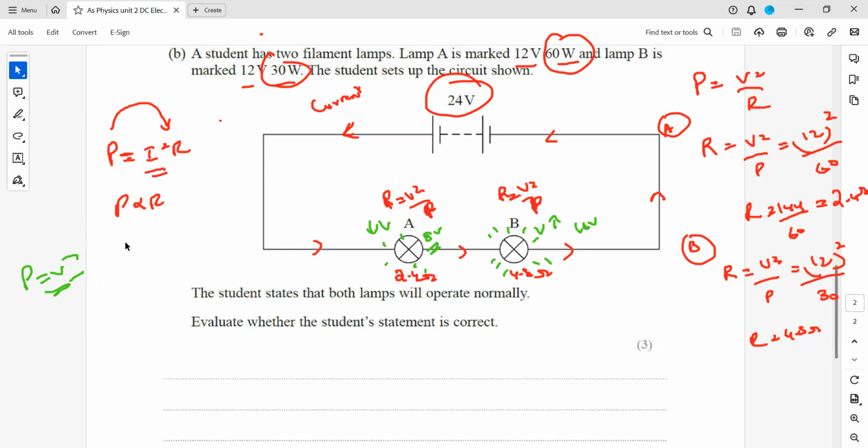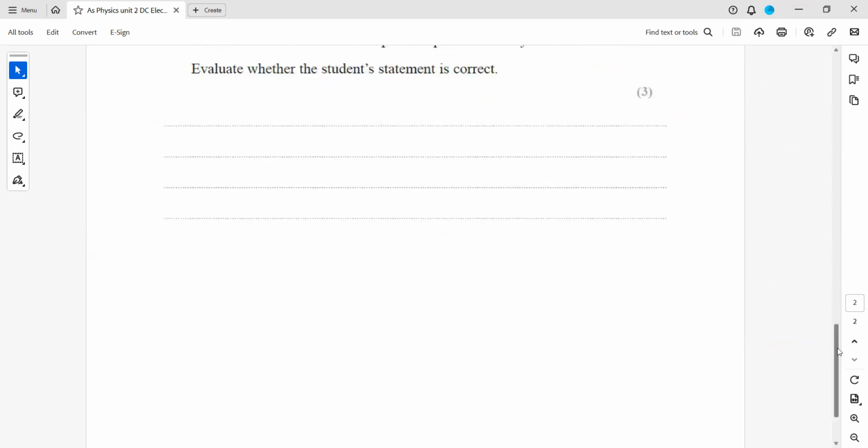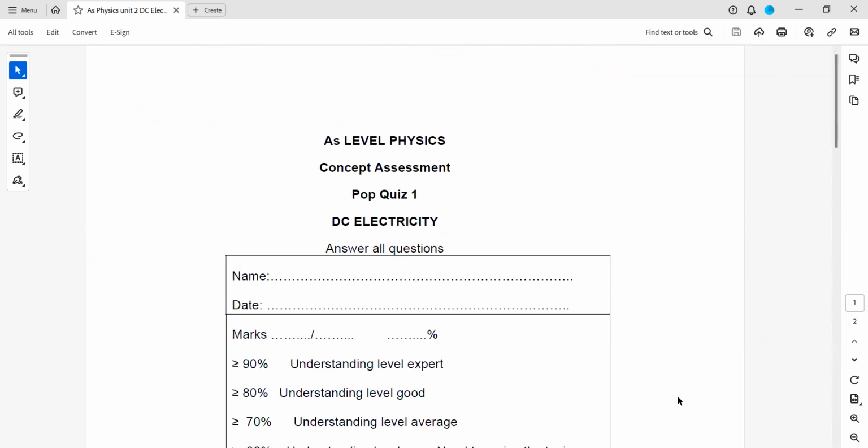Is it clear, this one? So this was a pop quiz, one which was related to DC electricity.